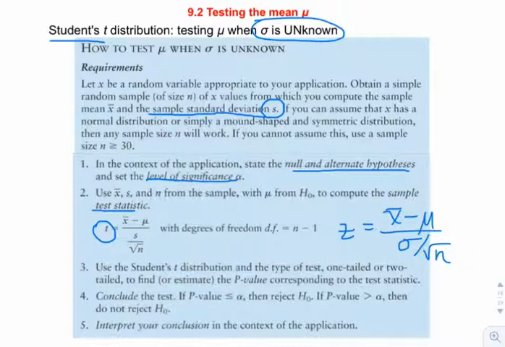Third step, finding the p-value. So we're going to have to learn how to use our t-table for this. It's going to be slightly different than how we use the t-table in section 8.2. So that will be something new. But the idea is that we're going to be getting a p-value and comparing in the fourth step the p-value with our level of significance. And the same step 5. Now let's look at a particular example.